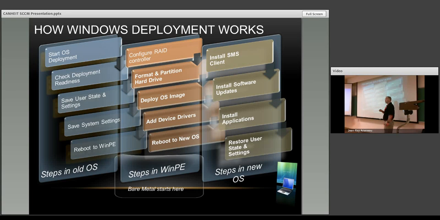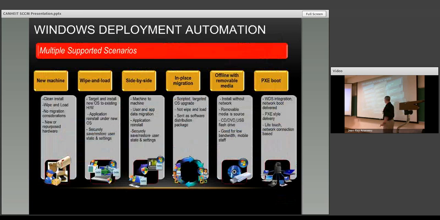So if Pixie's not working, you boot to the key, it connects over the network to the server and starts the process. It's a very lightweight key. Adding the device drivers and so on, install everything, install the software updates, restore the user state in settings, and then we're back to where we were. And there's several ways we can do that. These are the scenarios that we cover. Virtually anything that you can think of in a machine, whether it's a wipe and load or a side-by-side.